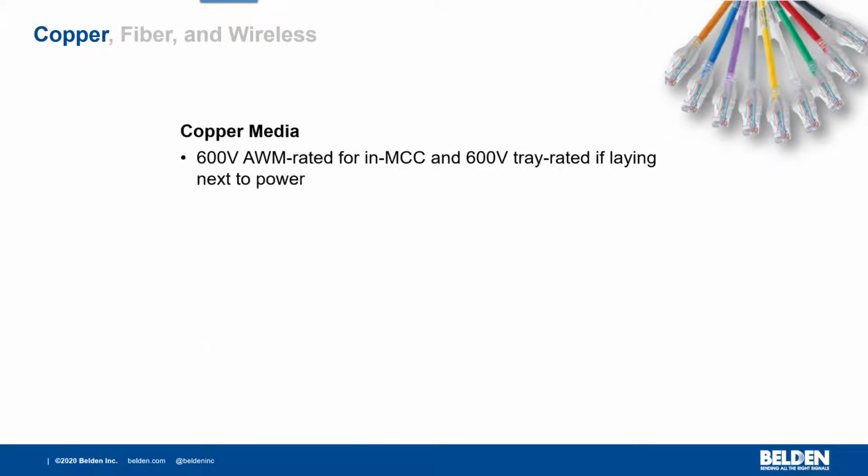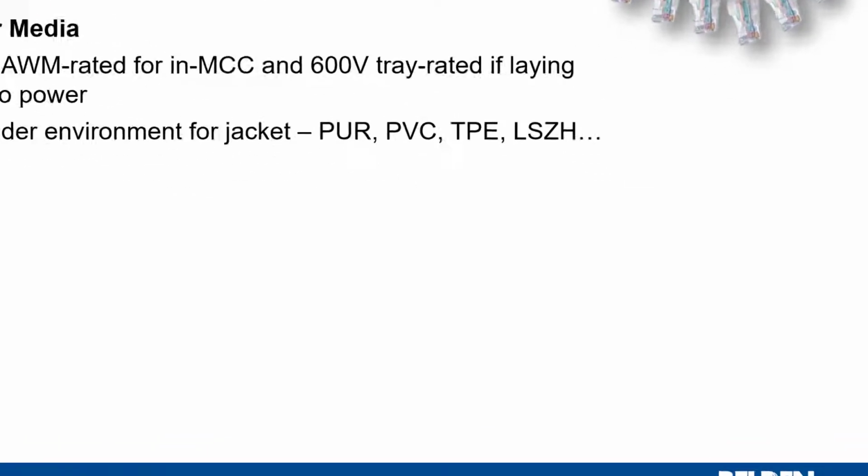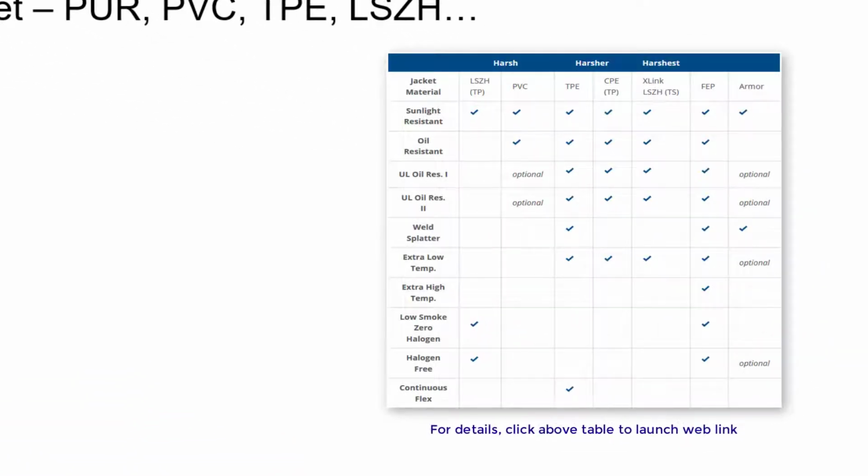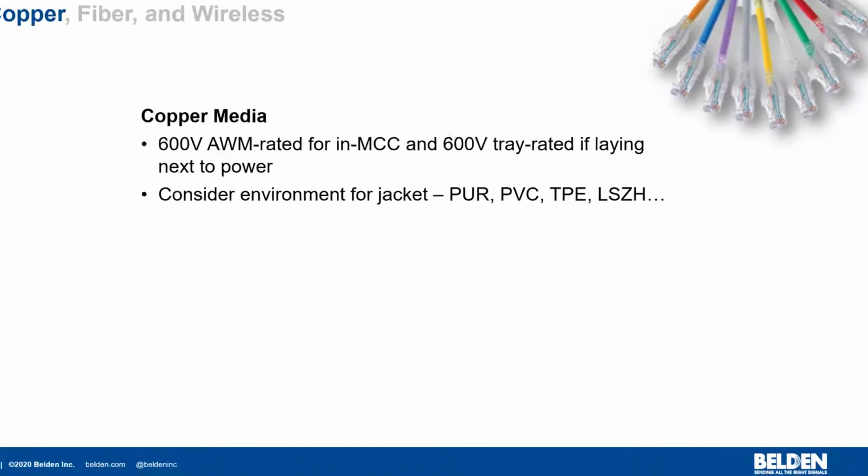For applications with an MCC, look at 600 volt AWM rated cable. And for applications that are tray rated, look for a 600 volt tray rated cable if that Ethernet cable is going to be laying next to or close to a power cable. Also look at your environment and the necessary jacket material that you will need in order to withstand those environments. UV and oils are exceptionally hard on cable jackets. So as a result, look at PVC, PUR, TPE, low smoke zero halogen, or the necessary jacket material that is going to be tolerant of that environment.